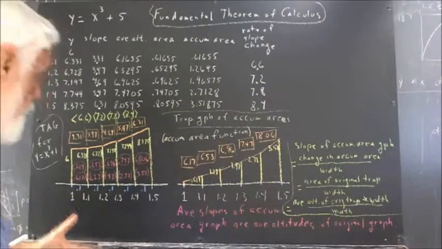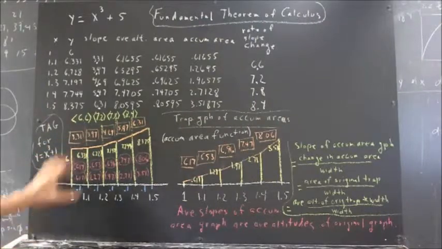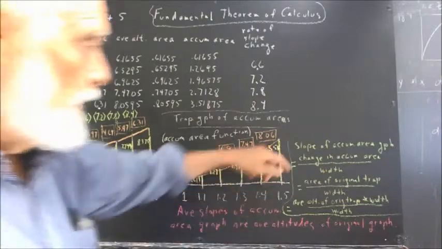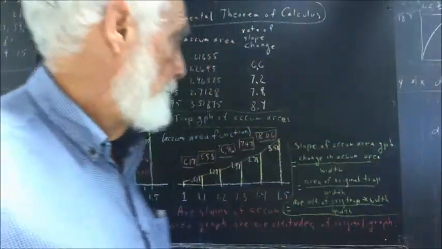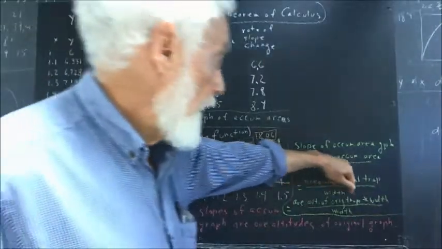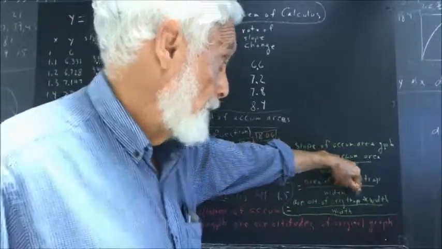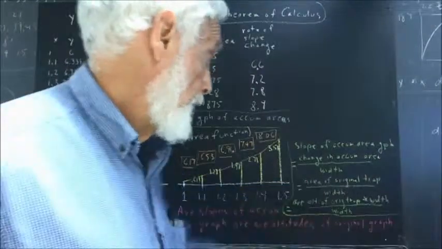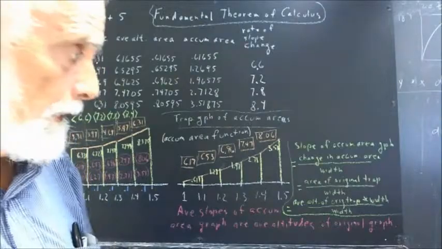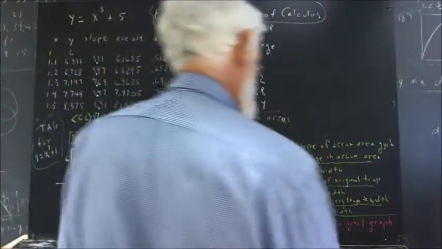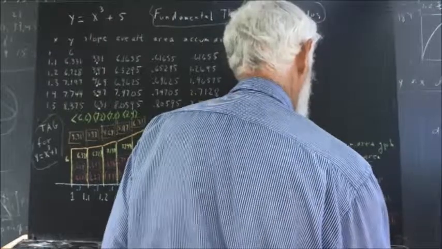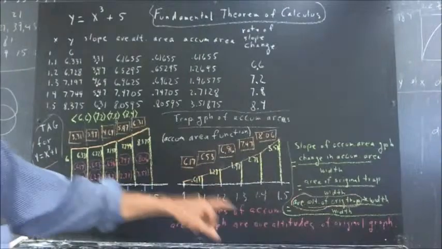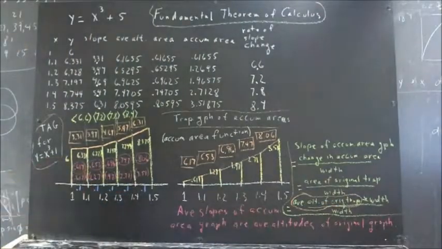Now, why did that happen? How did we calculate the area of this trapezoid? We took the average altitude and multiplied it by the width. So the area of the original trapezoid is its average altitude multiplied by the width. And we're dividing that by the width. So what do we have left? We have the average altitude of the original trapezoid. So the slope of the accumulated area graph represents the average altitude of the original trapezoid.